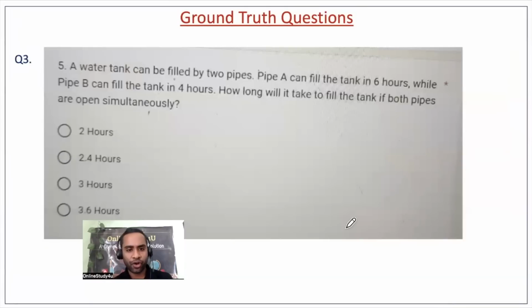Okay. Now, question number 3. So question number 3 is again a very simple question. Friends, it's not simple basically, but the way we are going to solve the question will make the problem very, very easy. A water tank can be filled by 2 pipes.